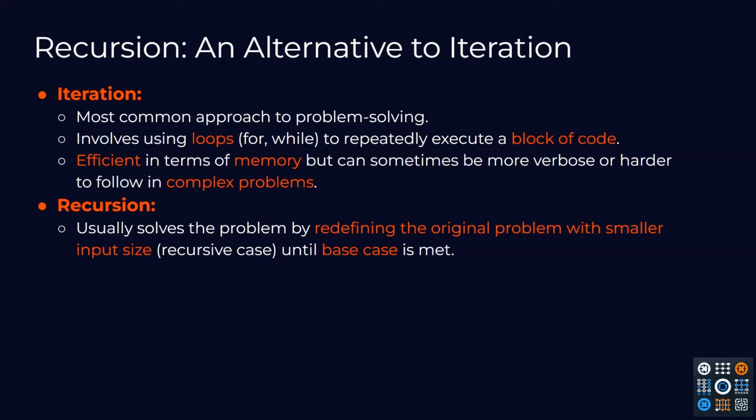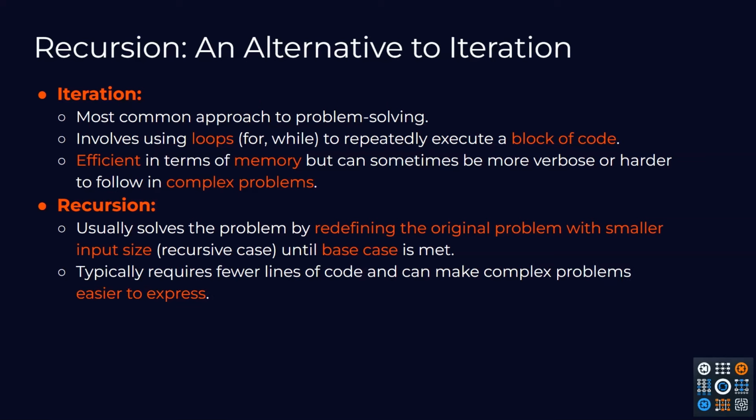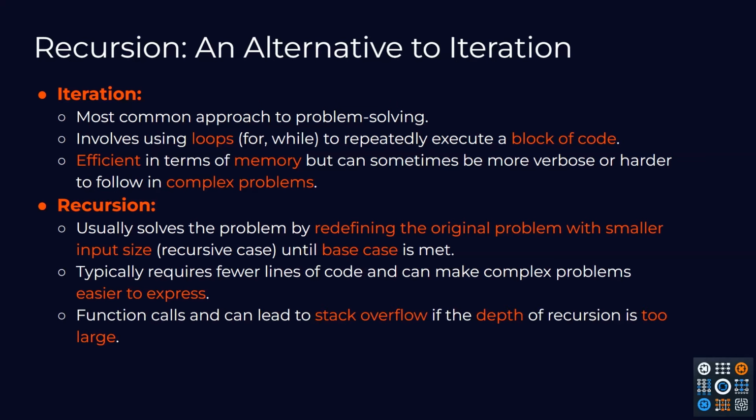Instead of using a loop to repeat the steps, the function calls itself, breaking the problem down into smaller, more manageable parts. Each recursive call works on a smaller version of the same problem until it reaches a base case, the simplest version of the problem that can be solved directly. While recursion can make the code more elegant and easier to follow, it also has its challenges, such as potential memory overhead and stack depth issues.